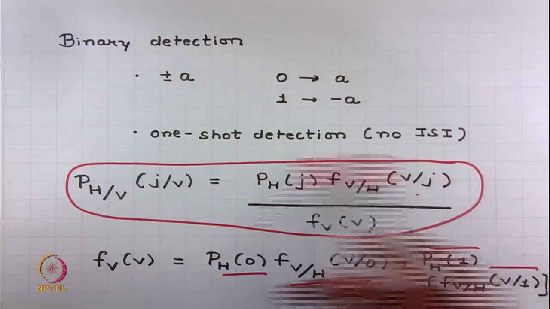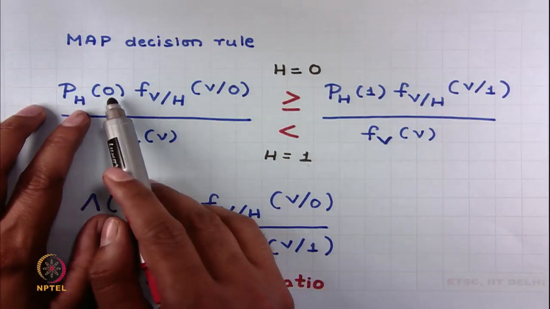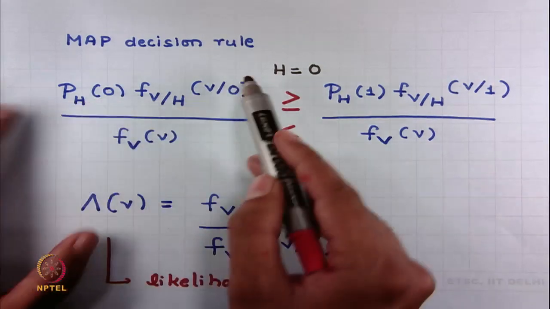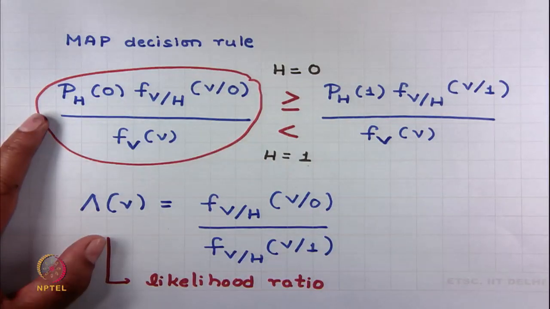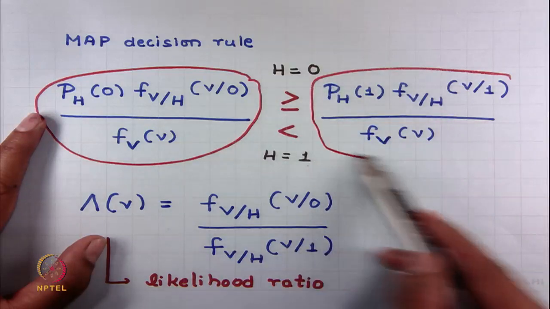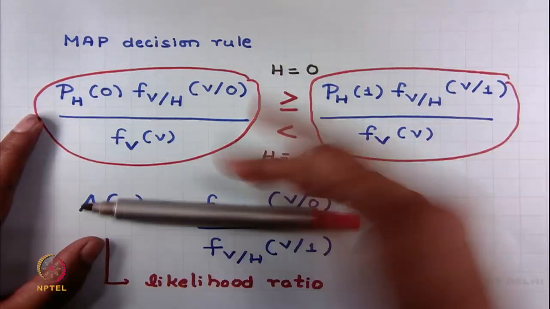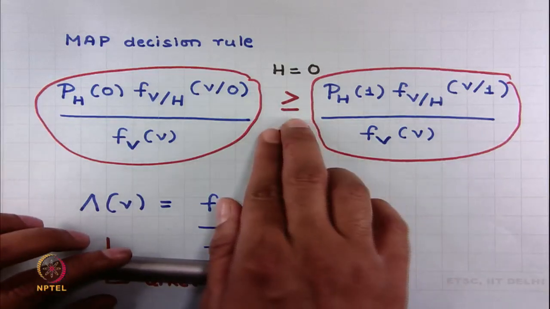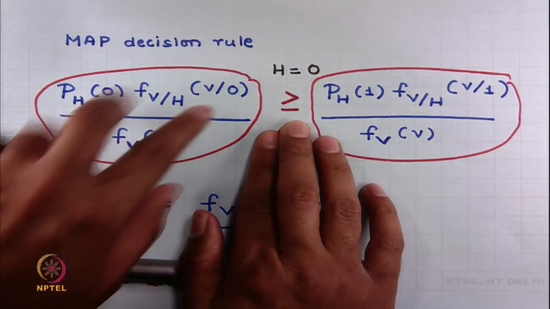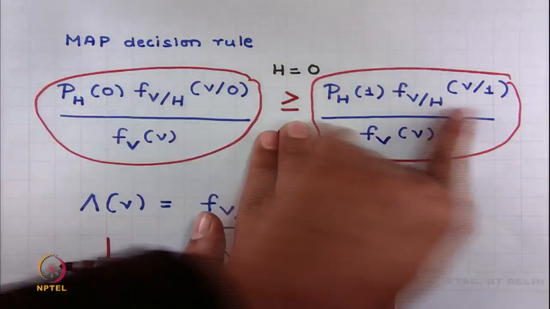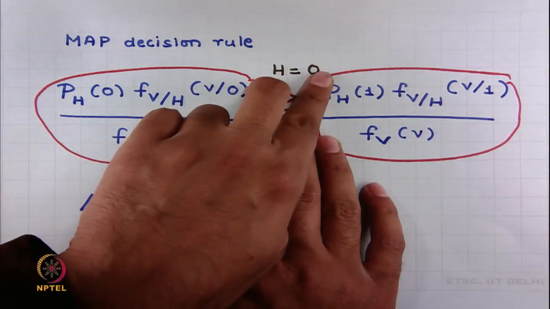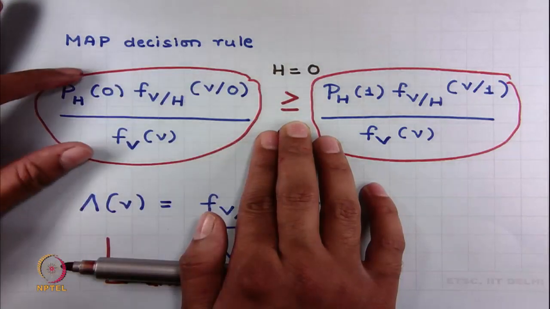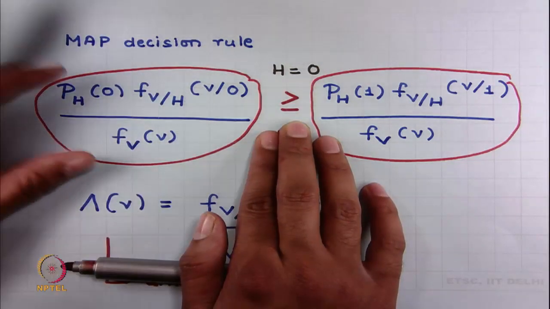And when is this quantity maximum? When this quantity is maximum. So, let us say if we choose hypothesis to be 0, this is the posteriori probability of hypothesis to be 0. This is the posteriori probability for hypothesis to be 1, and this is notation, and you have to become comfortable with this. This says that if this posteriori probability is greater than this posteriori probability, then choose hypothesis to be 0, because hypothesis 0 maximizes the posteriori probability, because this posteriori probability is larger.